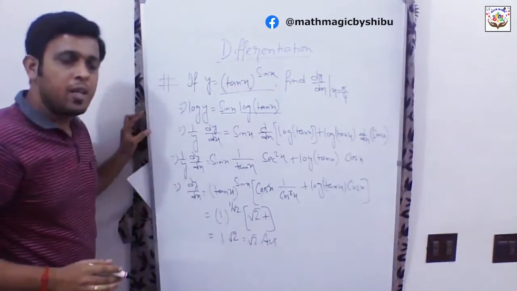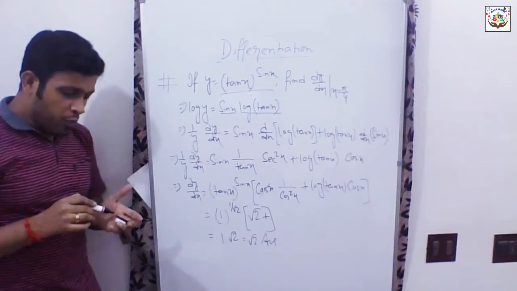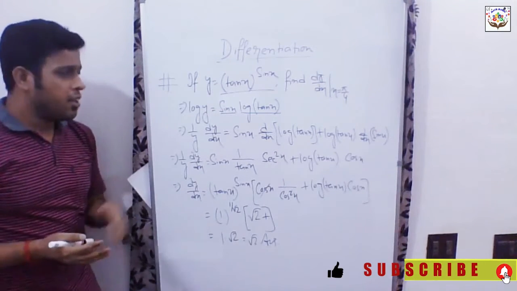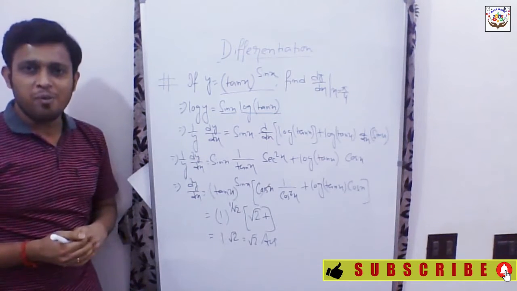So 1 to the power something is 1, into root 2, so root 2 is our answer. Is it? Just try to follow the process I have applied step by step, you would be able to understand. Just apply log on both the sides and differentiate, your problem will be done. Okay, so let's move on to the next problem.